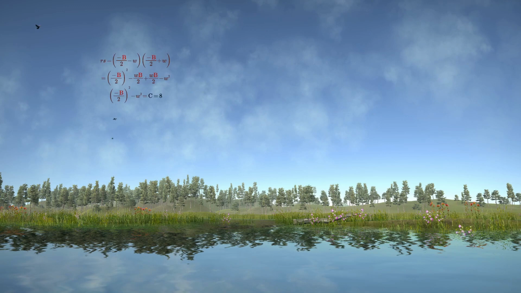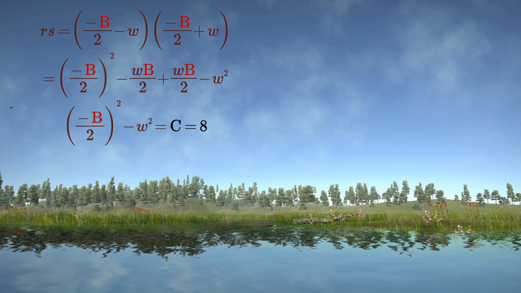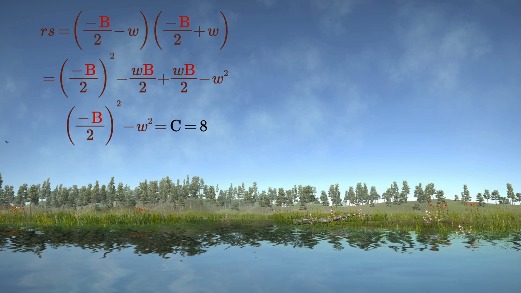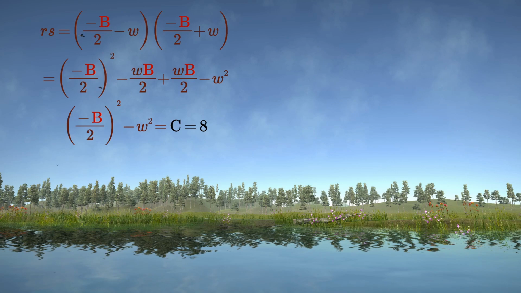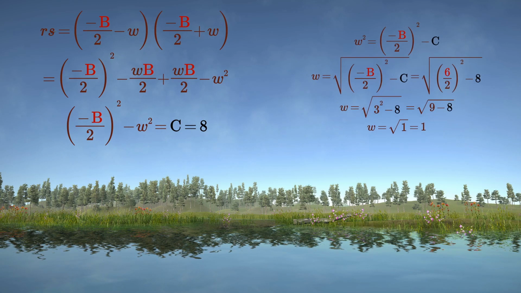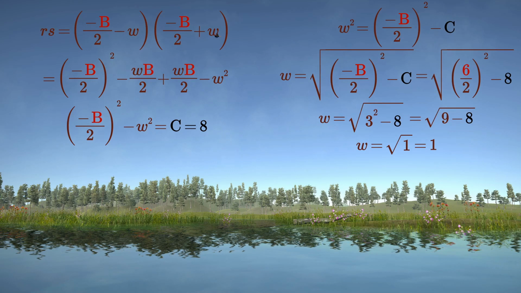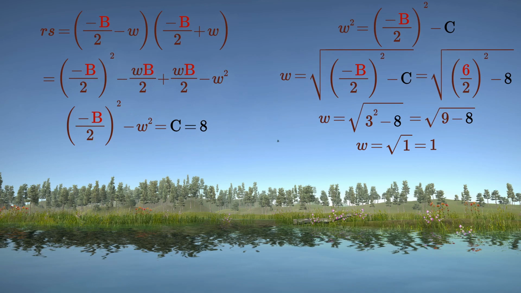We now get to the product of the numbers. If we multiply out the brackets, it neatly becomes minus b over 2 squared minus w squared. The interaction terms cancel out since one bracket has a plus and the other a minus. If we now want to solve for w, we see that it simply becomes the square root of minus b over 2 squared minus c.